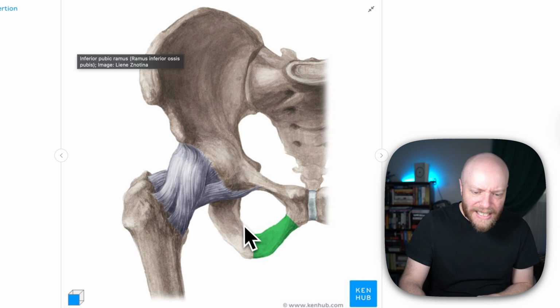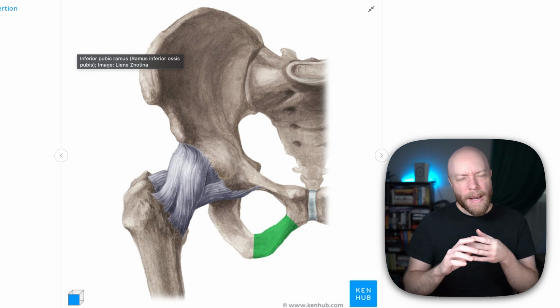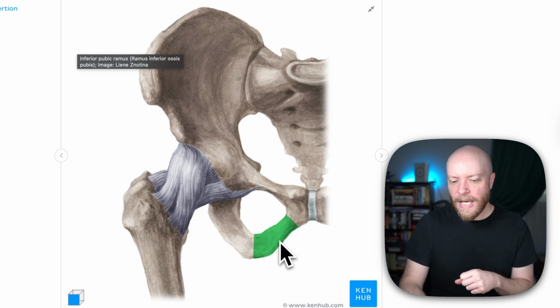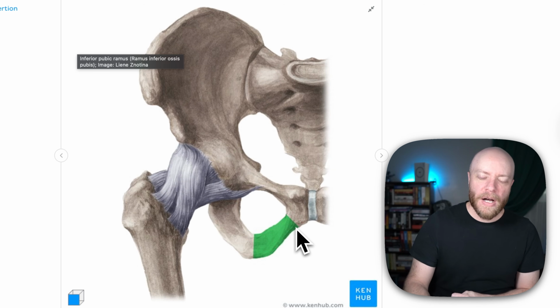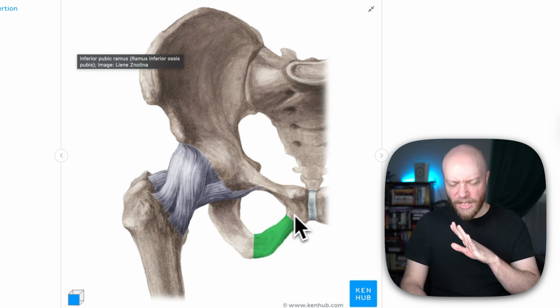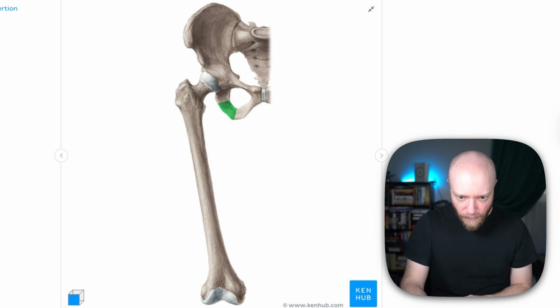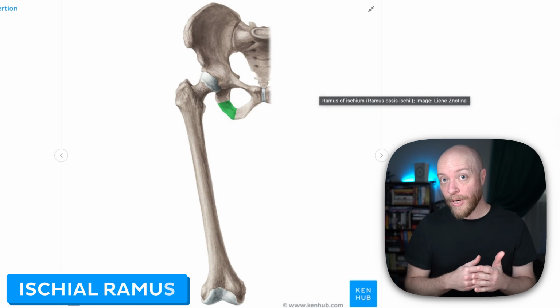I mean, technically, it's kind of going around the entire rim of that obturator foramen, but it's more going to strongly anchor itself to this inferior pubic ramus as well as that obturator membrane. It even can come over here sometimes and get into the anterior surface of that pubic bone, but still, we're going to just say the inferior pubic ramus. And then we can also see that it's going to somewhat come onto what's called the ischial ramus.